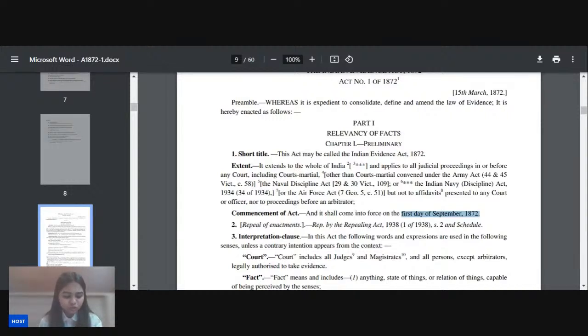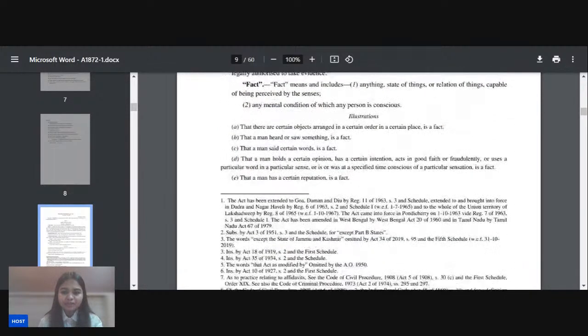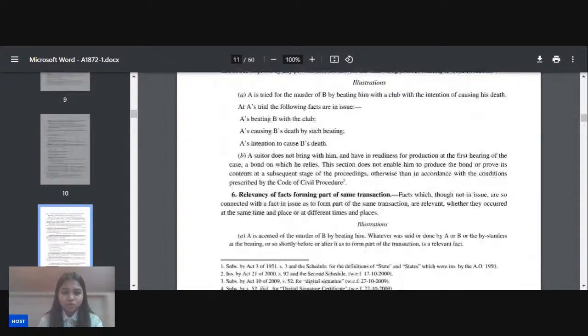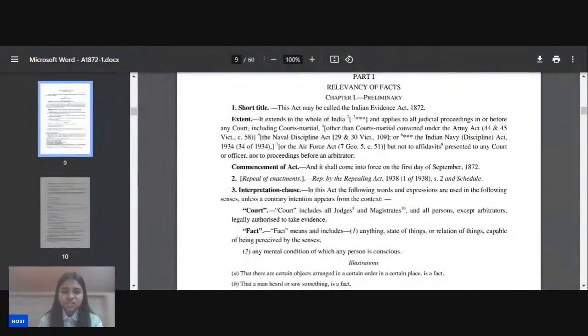And as I told you, it came into force on 1st September 1872. Now, if I show you the preliminary part of this act, Part 1 is relevancy of fact. Chapter 1 is preliminary. Part 1 contains two chapters: one is preliminary and chapter 2 is of the relevancy of fact. So in chapter 1, the preliminary part, we see the short title, extent and commencement of this act.